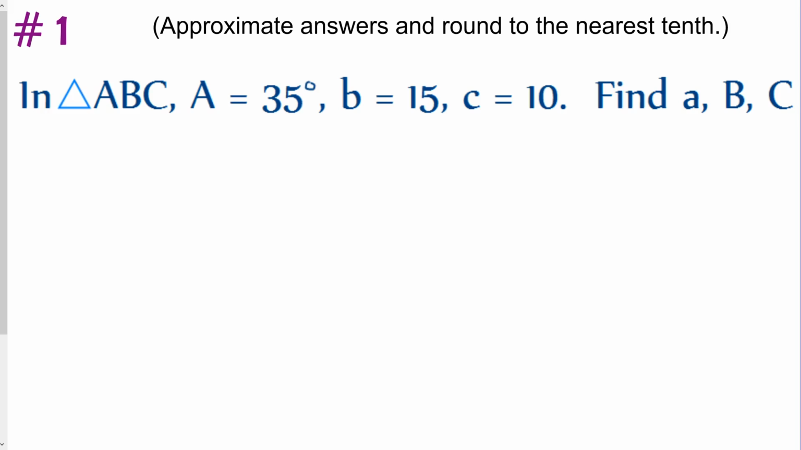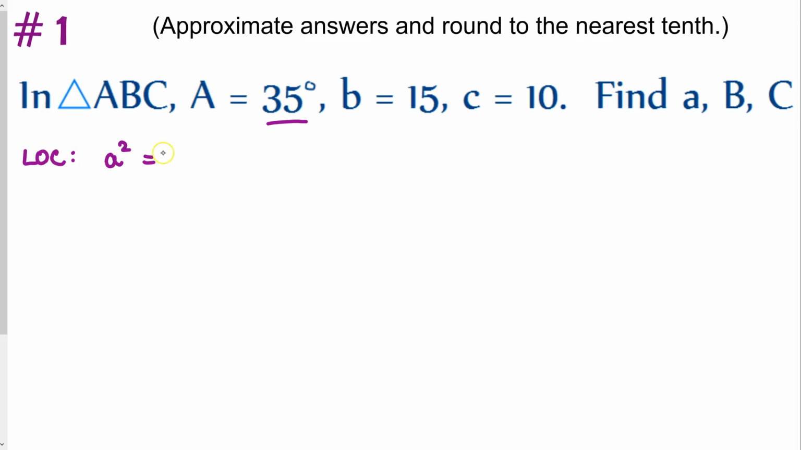Okay, here's number one. We're going to give approximate answers and round them to the nearest tenth. So what we know about this triangle ABC is we know the measure of angle A, the measure of side B, and the measure of side C. And we want to find all the rest of the parts. So we're solving the triangle. And because we know the measure of angle A, we're going to use this form of the law of cosines.